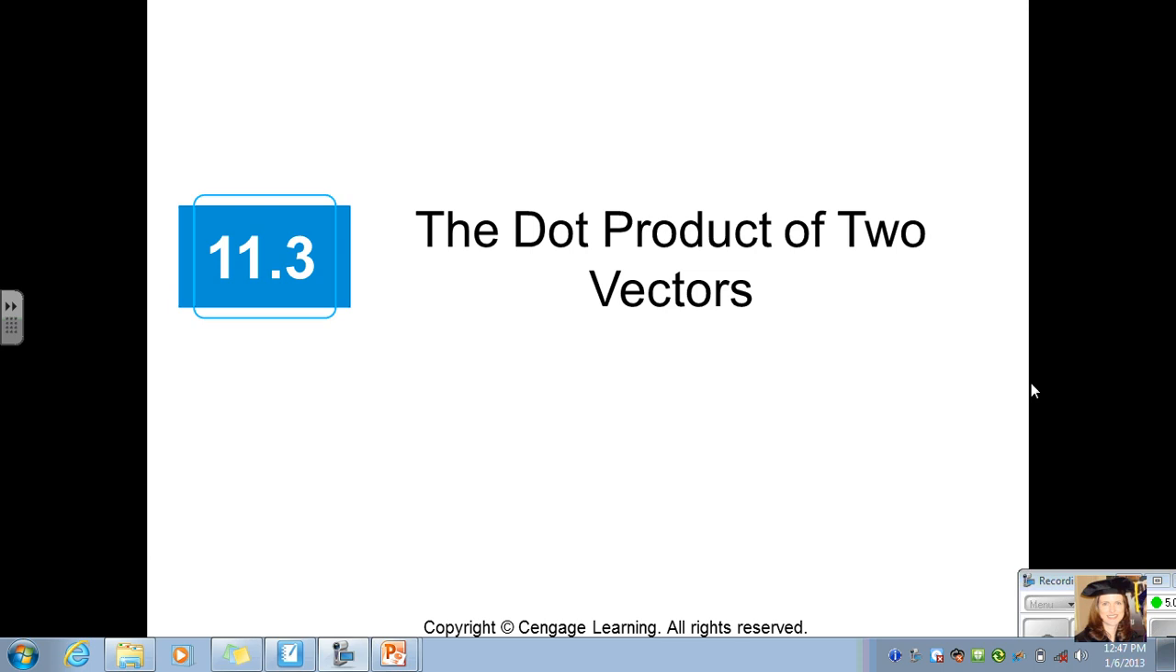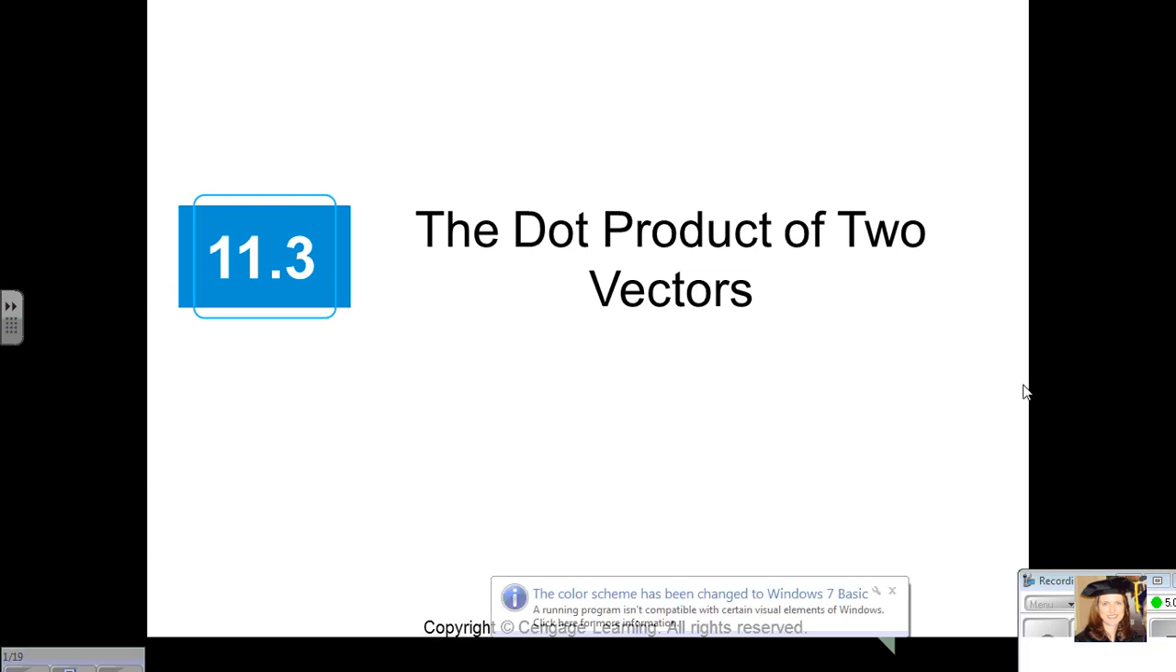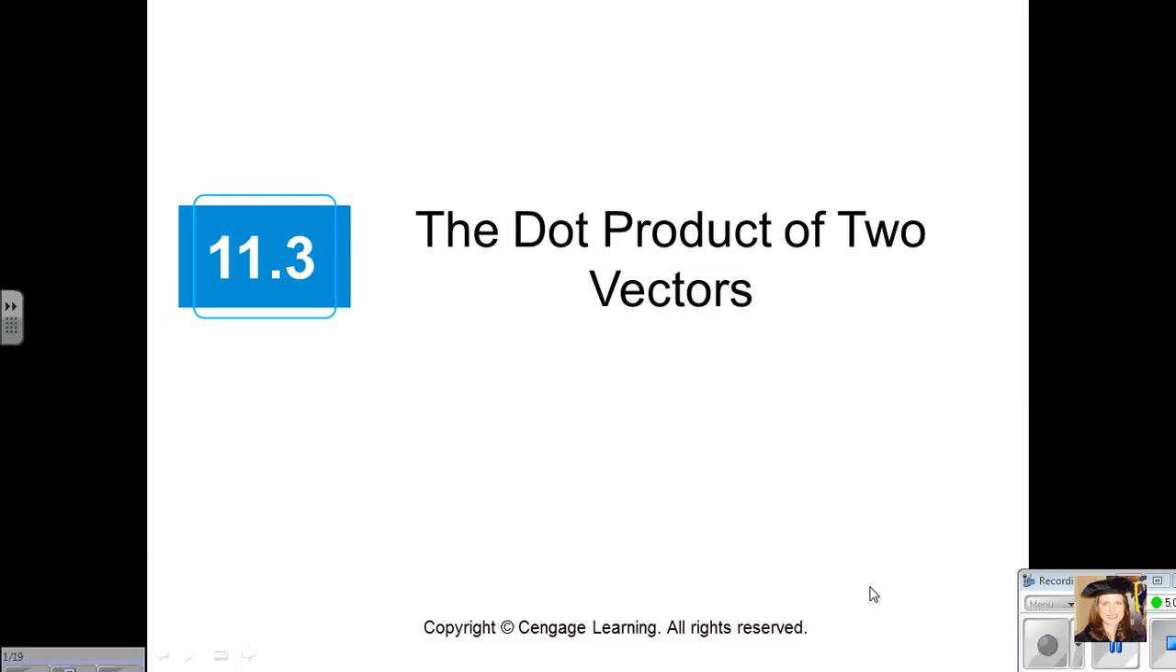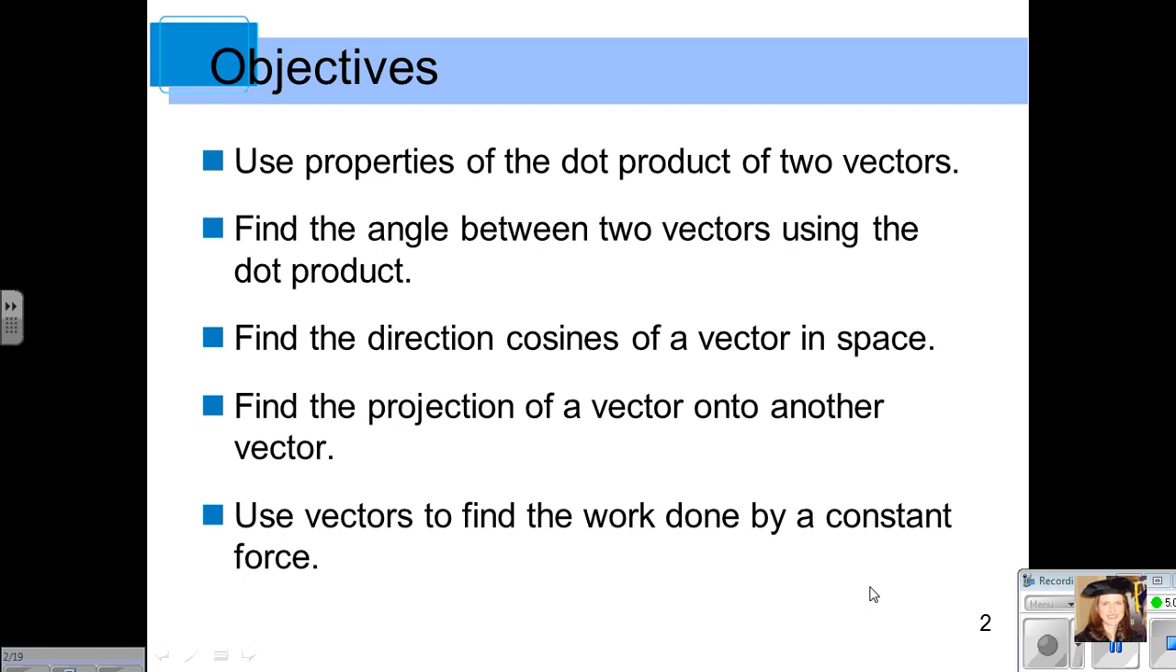Alright, section 11.3 is about the dot product of two vectors. Our objectives are to use the properties of dot products of two vectors, to find the angle between two vectors using the dot product, find the direction cosines of a vector in space, find the projection of a vector onto another vector, and use vectors to find the work done by a constant force.